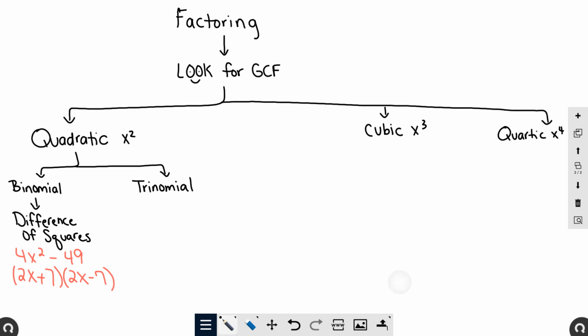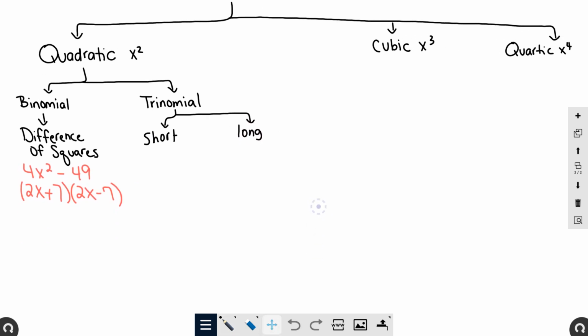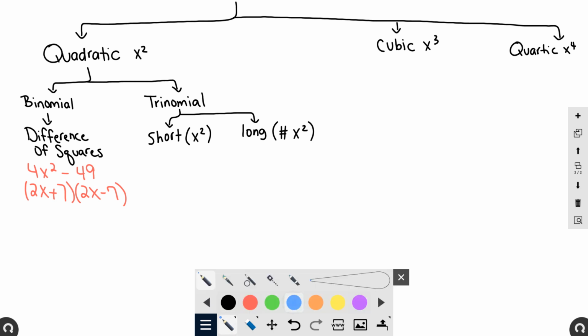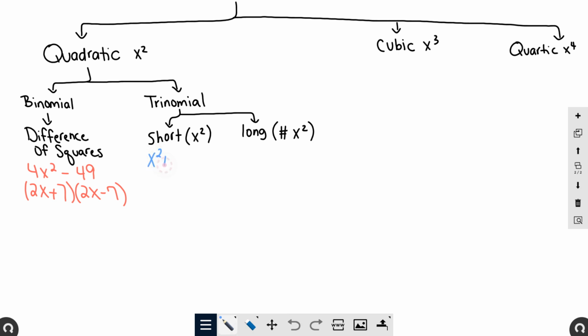Now if it's a trinomial, we actually have 2 types with our trinomial. We have our short trinomials and our long trinomials. What's the difference? And what does long have? So let's do an example of each of those. A good example of a short trinomial could be x squared plus 3x minus 10.